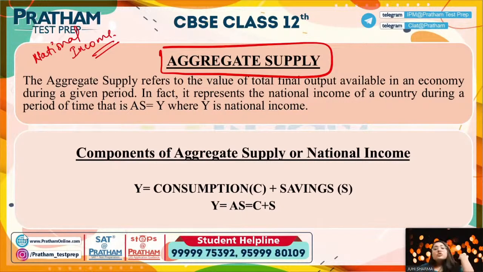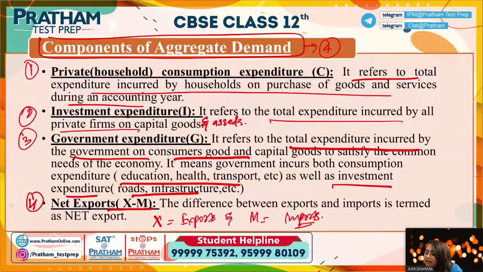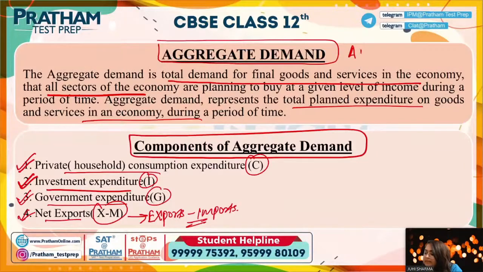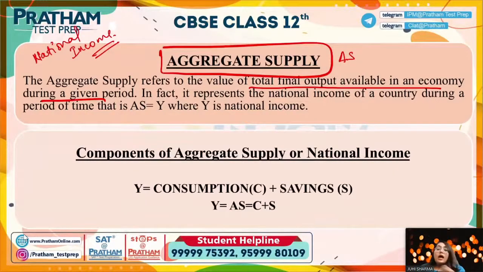सेम, राइट? सो व्हाट इज एग्रीगेट सप्लाई? It is the value of total final goods and services which are available in an economy during a given time period, राइट? और ये कैसे रिप्रेजेंट होता है? It is represented by AS. Aggregate supply is AS. एग्रीगेट डिमांड क्या था? एग्रीगेट डिमांड इज AD, राइट? AS and AD.